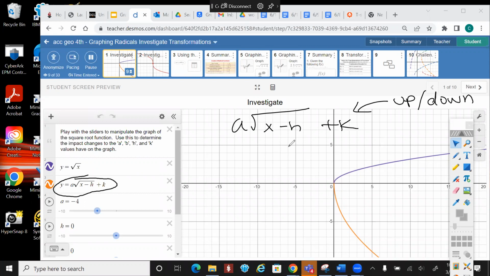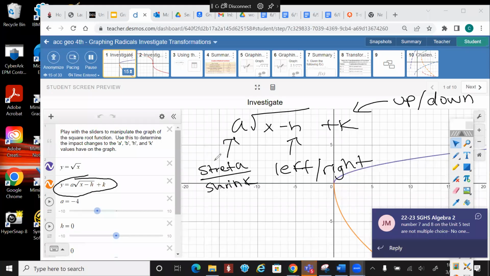Go to student.desmos.com. Okay. So H is going to be left and right. And then A is going to be a stretch or a shrink. Stretch, like dilate. This says stretch and shrink. Yeah, that is stretch. All right, listen. Okay. All right.